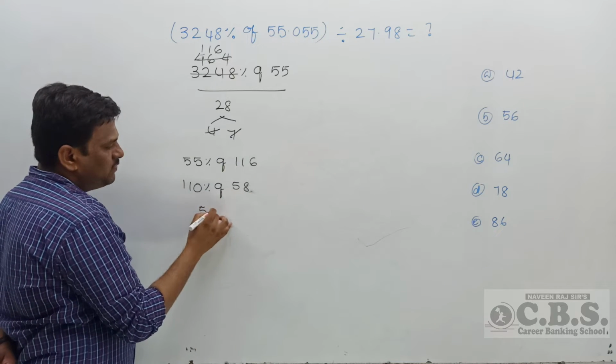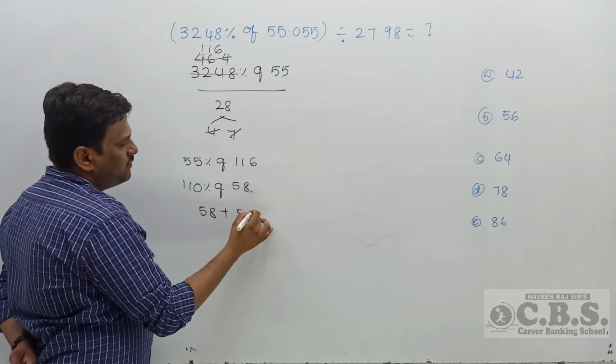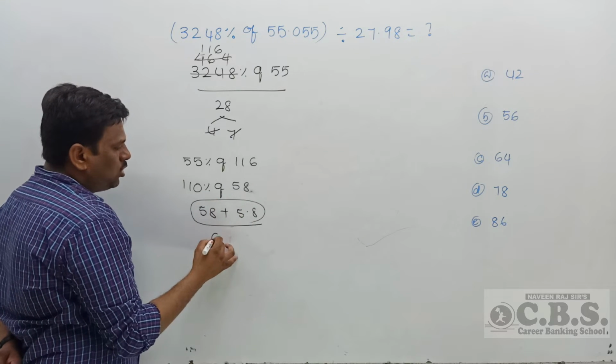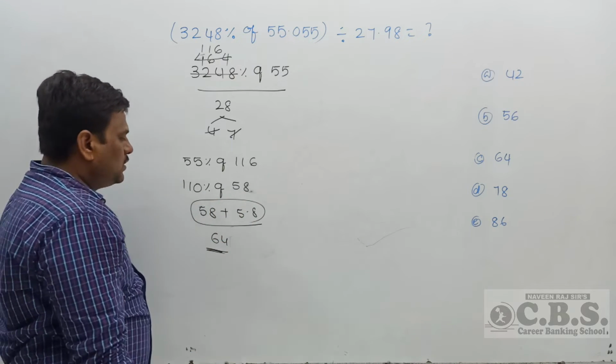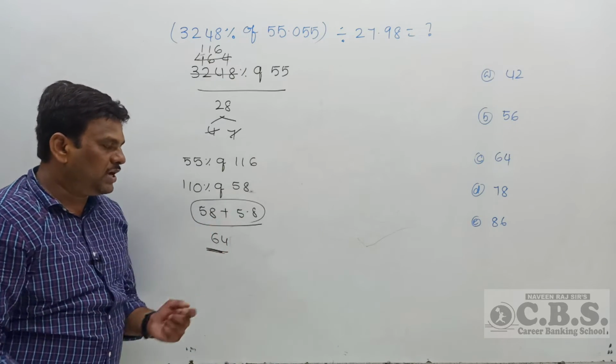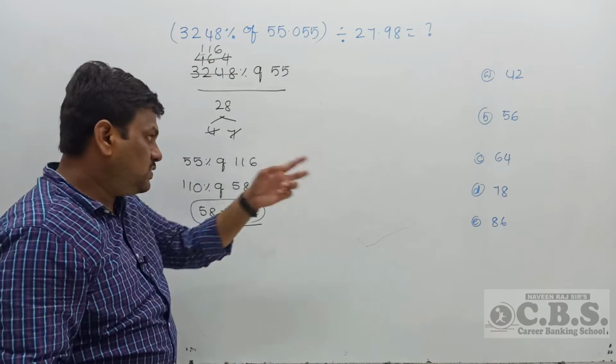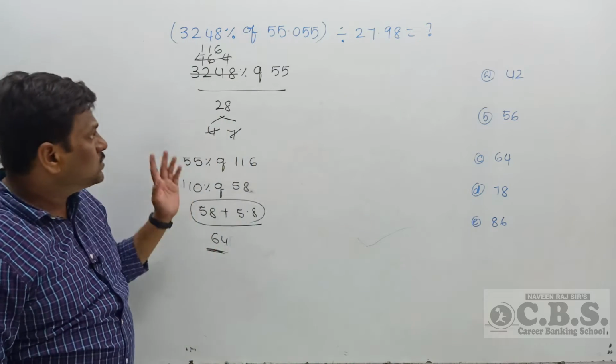100 of 50, 16 of 8, 58. 100% means full number. What is the full number? 58. 10% means what? 5.8. When I add this value, approximately you get 64. So 58 plus 5, 63.8. 63.8 is near to 64. Option C is the right answer. So this is a process too.